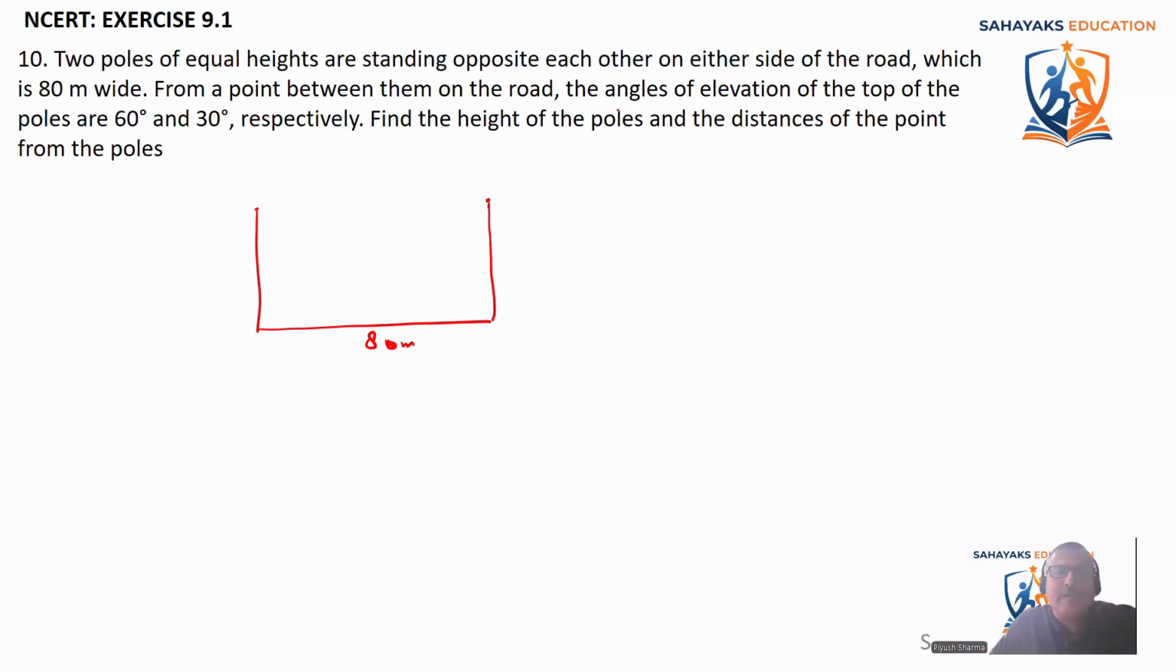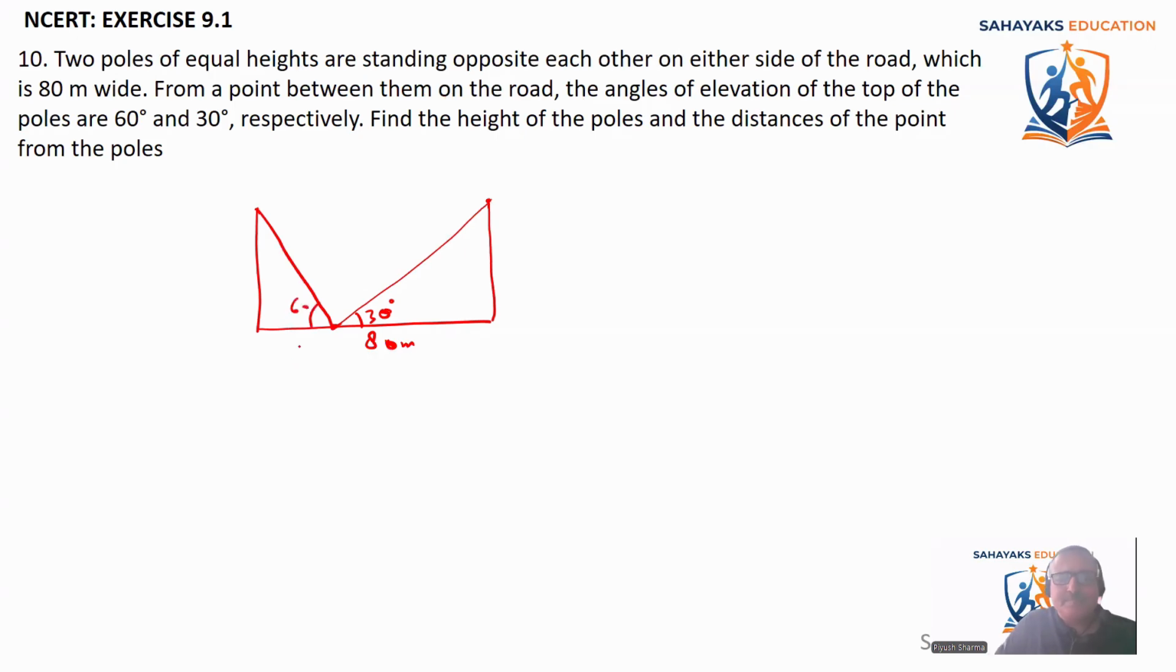Two poles of equal height are standing opposite to each other on either side of the road, which is 80 meters wide. From the point between them on the road, the angle of elevation of the top of the poles are 60 degrees and 30 degrees. So this is one point here. From here, if I look at the top of the pole here, this comes out to be 30 degrees.